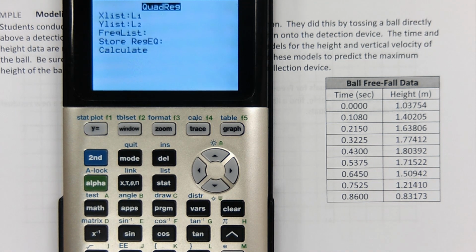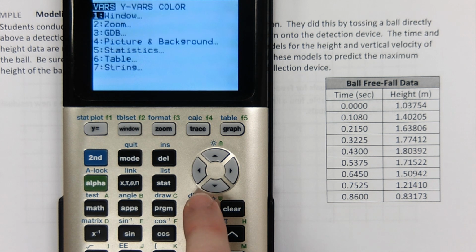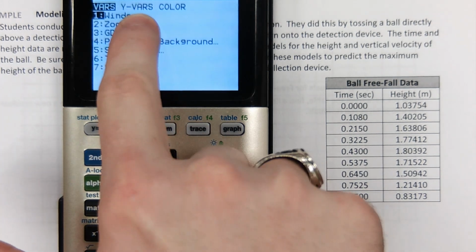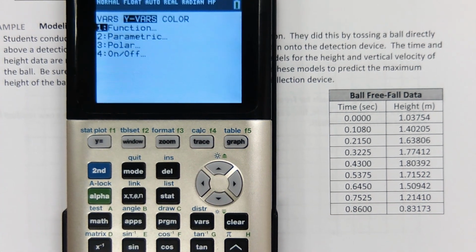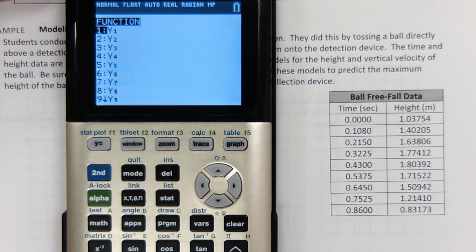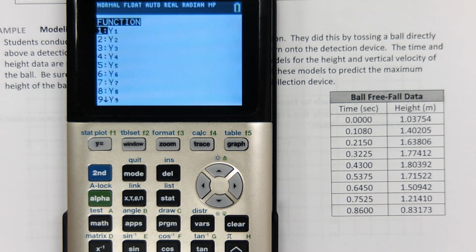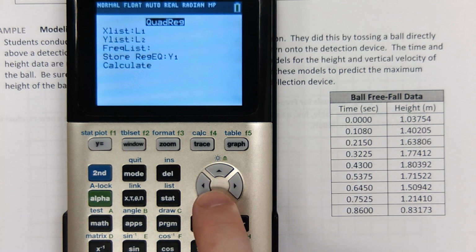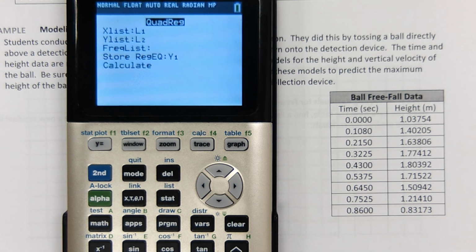Here's how we store an equation. Vars right here below your arrow keys. We want it to be able to graph it, which is y equals, so we have to go over to y vars. And our calculators are currently in function mode because, y equals, so hit enter on function. And I'm just going to hit enter on y1. Now what that will do is, it'll tell this calculator, whatever regression model you come up with, put that into my y equals menu as my y1. That's what that tells me. Scroll down and hit calculate. It's going to flash a little bit and boom, there it is.